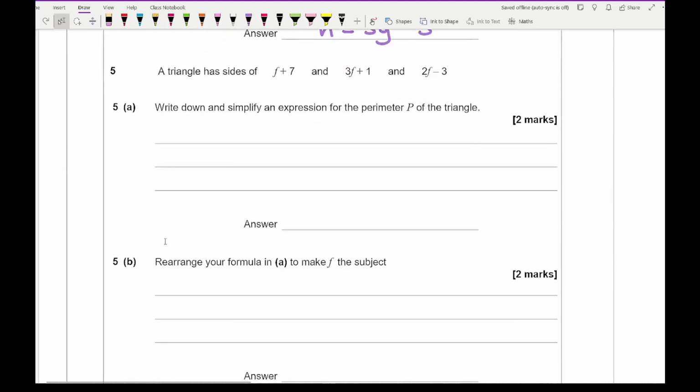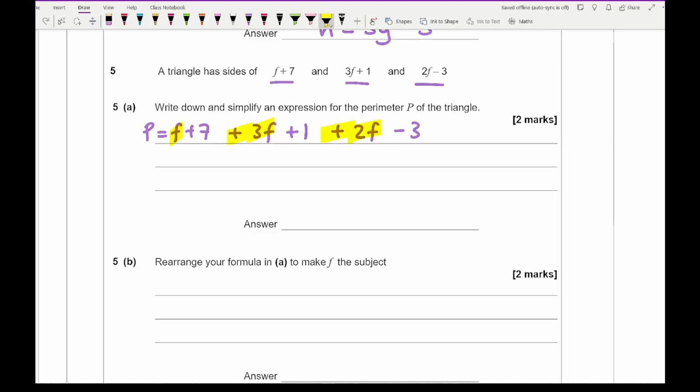Then for question 5, it says that a triangle has sides of f plus 7, 3f plus 1 and 2f minus 3. Write down and simplify an expression for the perimeter of the triangle. So for the perimeter, what I need to do is just simply add all of these 3 things together. So here I've got f plus 7 plus 3f plus 1 plus 2f minus 3. So looking at the f's and including the signs, I've got 1 plus 3 plus 2, which is 6.